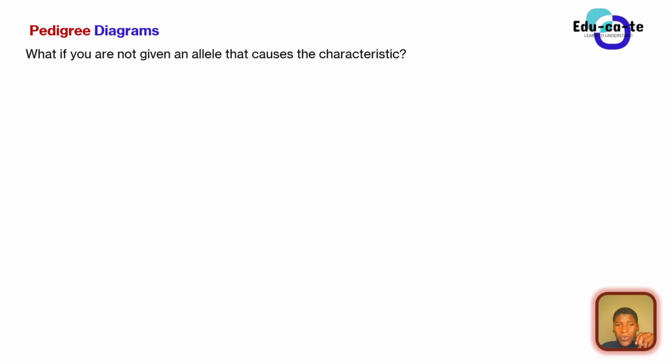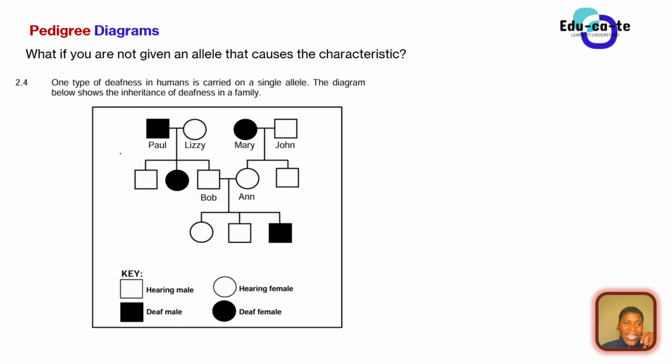So now let us look at what if you are not given an allele in the statement that causes the characteristic? Because these tricks work if you know the allele that causes the characteristic. But if you don't know the allele, what do you do? Look at this. It says 2.4. One type of deafness in humans is carried on a single allele. We don't know the allele. Is it recessive? Is it dominant? The diagram below shows the inheritance of deafness in a family.